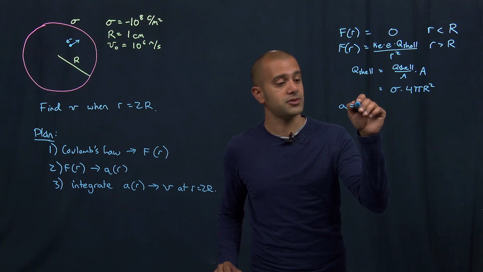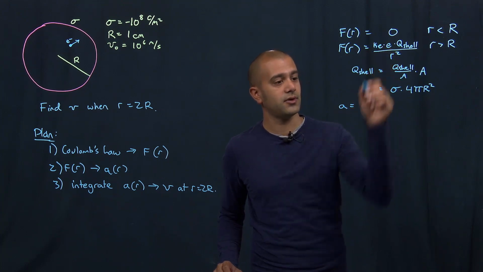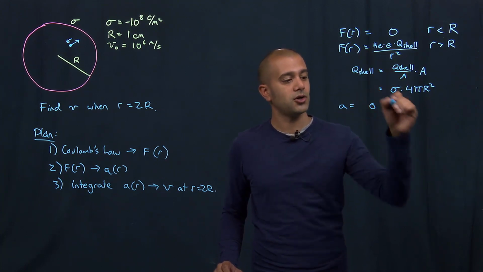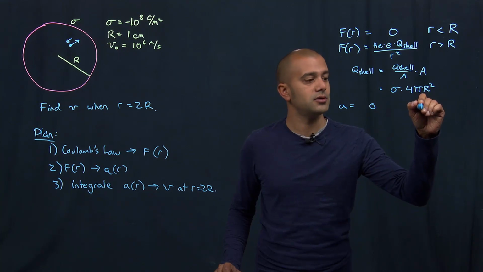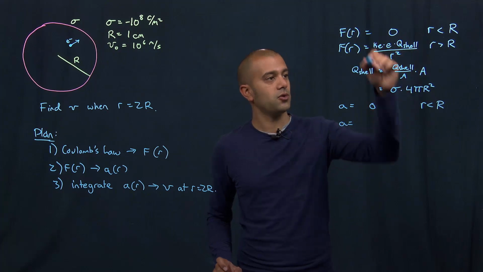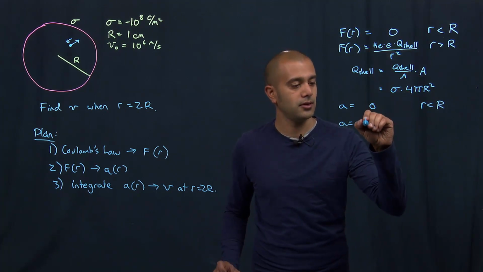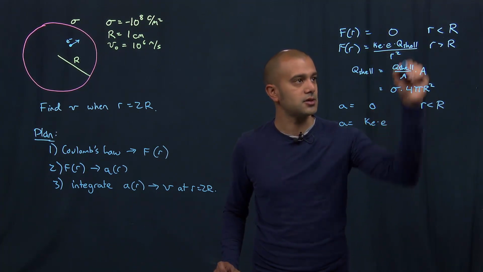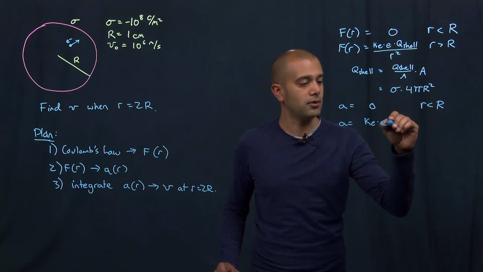by m on both sides to get that the acceleration equals the force divided by the mass. Inside the charged shell, of course, the acceleration is still 0, and then outside, the acceleration is this quantity divided by the mass. So let me go ahead and write that in terms of Q shell, which is this quantity right here.